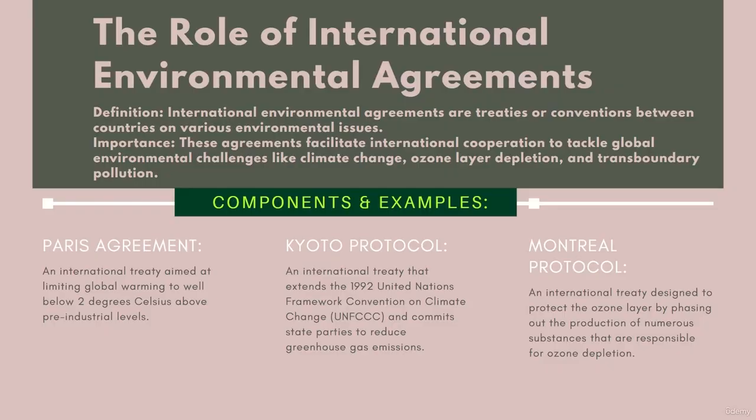The Paris Agreement is an international treaty that aims to limit global warming to below 2 degrees Celsius above pre-industrial levels. In the Kyoto Protocol, which was in 1992, the United Nations Framework Convention on Climate Change was formed, and it committed the state parties to reduce greenhouse gas emissions. So every country in the world decided that we are going to reduce greenhouse gas emissions, thereby following certain regulatory measures. Then we had the Montreal Protocol.